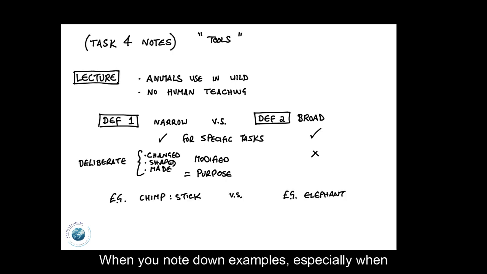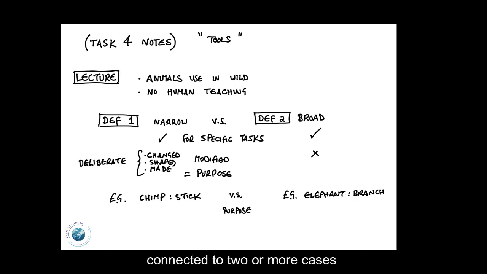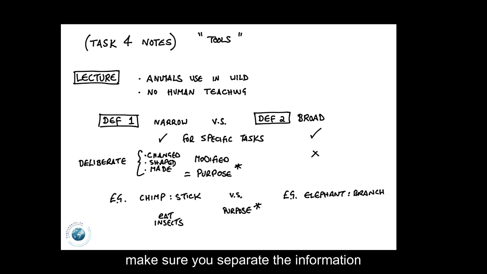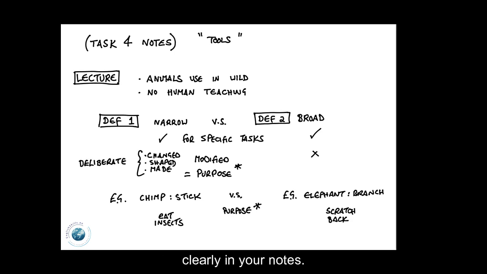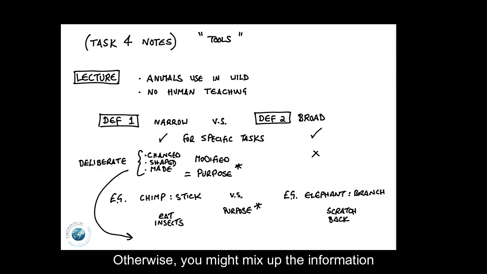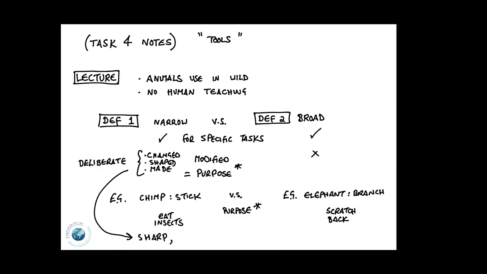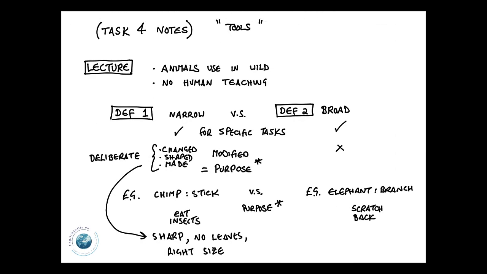When you note down examples, especially when connected to two or more cases or comparisons, make sure you separate the information clearly in your notes, otherwise you might mix up the information and lose precious points. Example, the chimps. Yeah, they like to eat insects. Then we have sharpened to fit a hole. The leaves are removed and the right size for a job. All right, very simple, 3 points about how the chimpanzees are getting lunch.